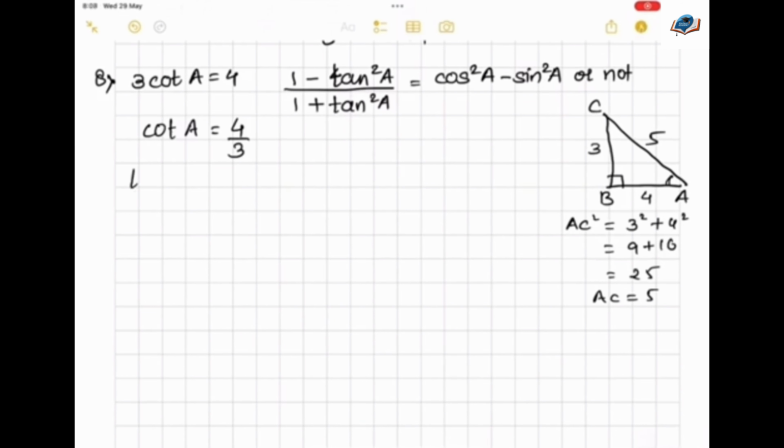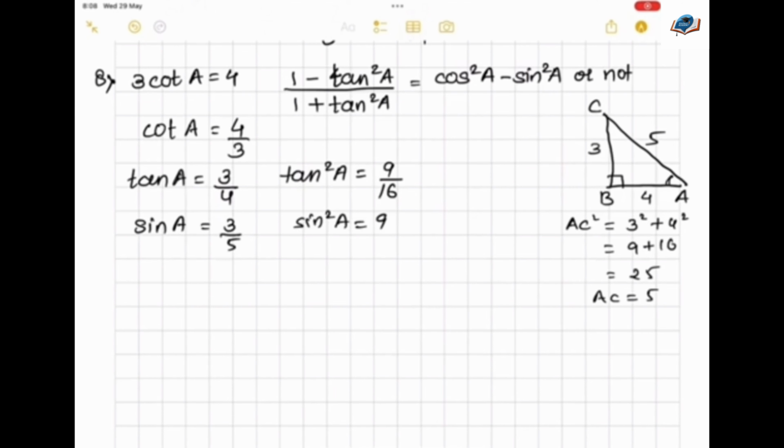Now tan A will be opposite upon base. So 3 by 4. So tan square A will be 9 by 16. Sin A will be 3 by 5, perpendicular upon hypotenuse. So sin square A will be 9 by 25 and cos A will be base upon hypotenuse. So 4 by 5. So cos square A equal to 16 upon 25. Now let us put the values.